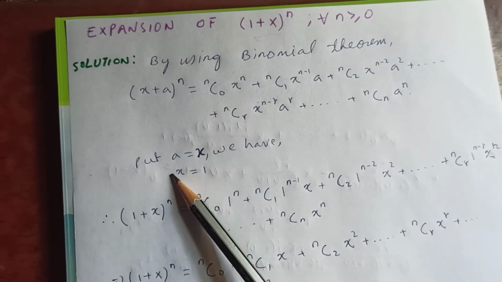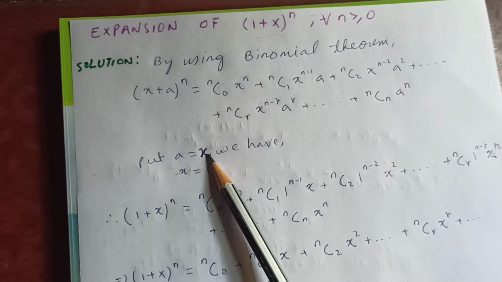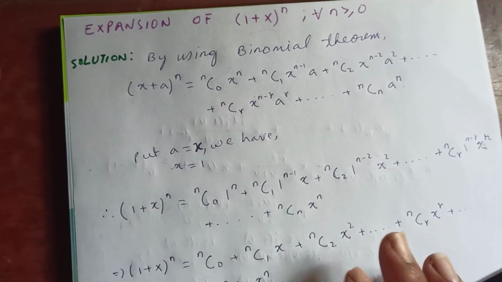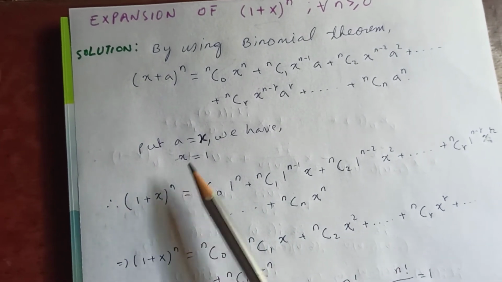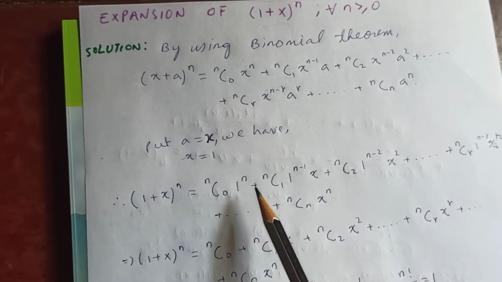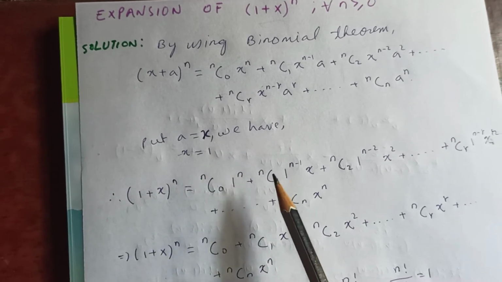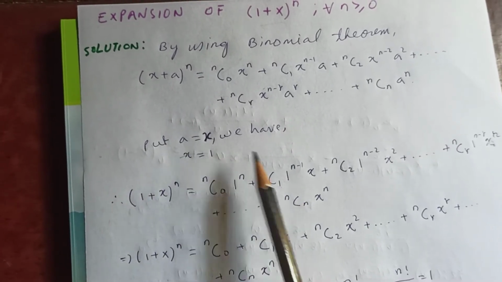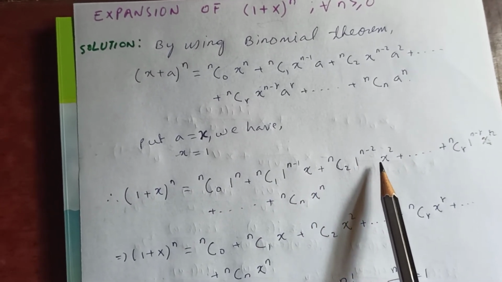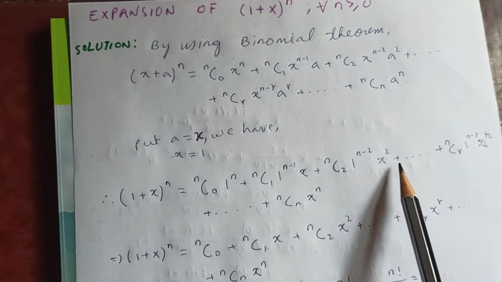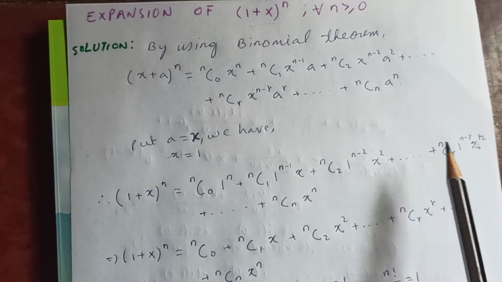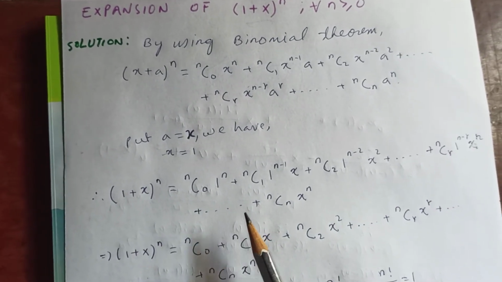Here, in place of a, let's put x, and x equal to 1. Now (1 + x)^n, using that: nC0, x is 1, so 1^n, plus nC1, x is 1, 1^(n-1), a is x, plus nC2, 1^(n-2), a is x, which is x^2, plus and so on, plus nCr, 1^(n-r), x^r, plus and so on, plus nCn, x^n.